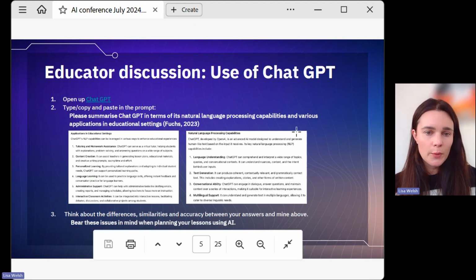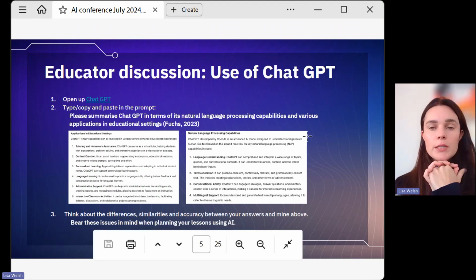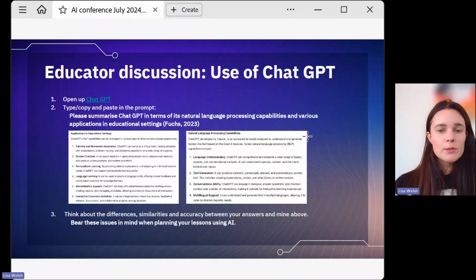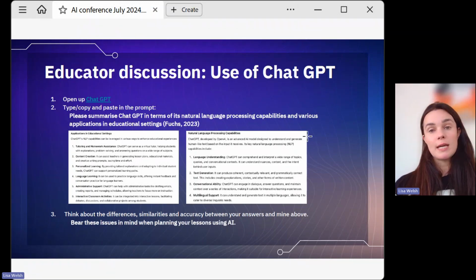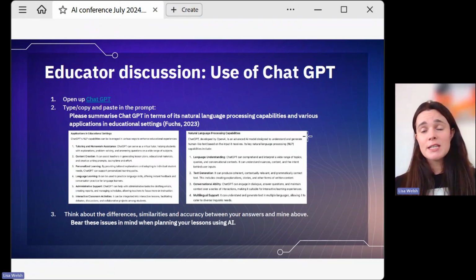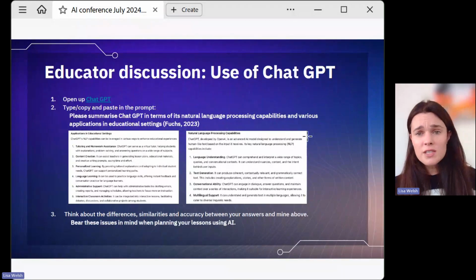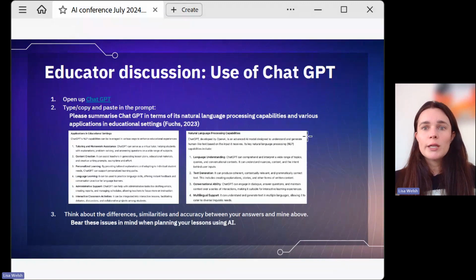So if you want, you can go into ChatGPT and just copy that prompt. Please summarize ChatGPT in terms of its natural language processing capabilities and various applications in educational settings. When I first started out this year, I thought, what sorts of things can I use ChatGPT for? Surely it's going to be very helpful.